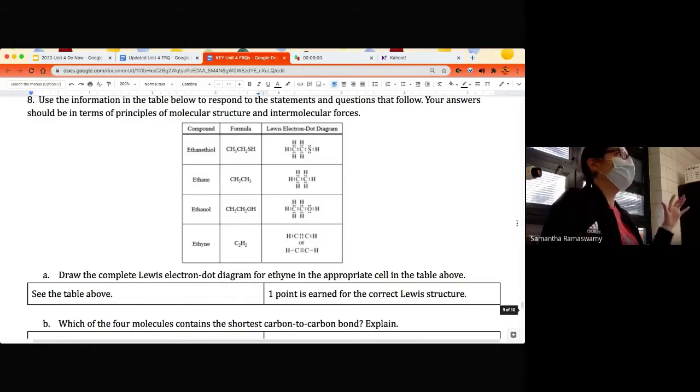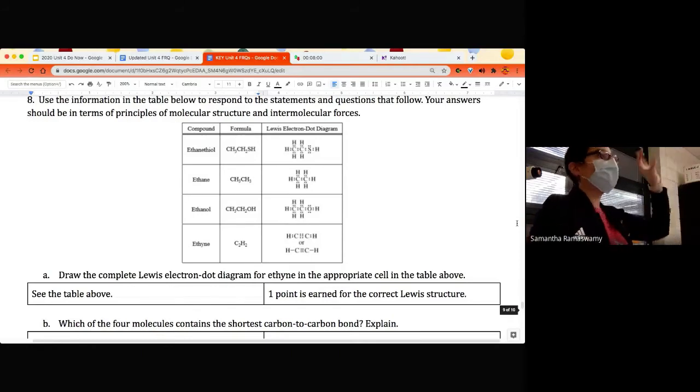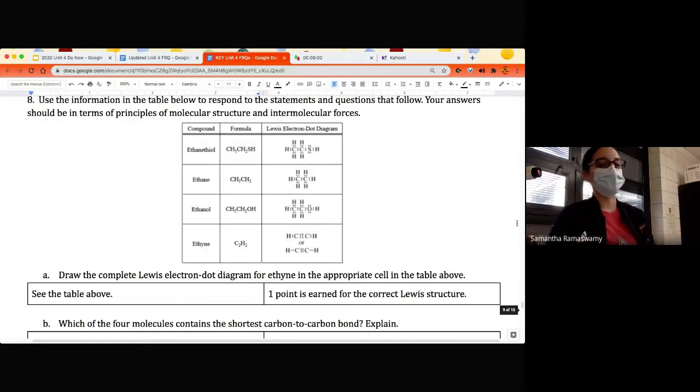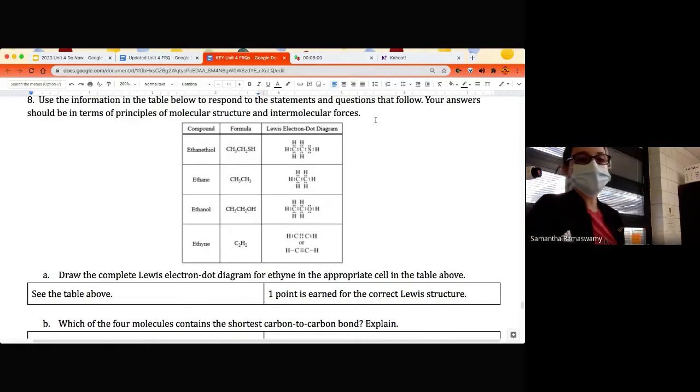Everything will be more intertwined within the questions. And so we'll start to see more and more questions like that. And this gives you an idea as to what that might look like. So for number 8, use the information in the table to answer the question.